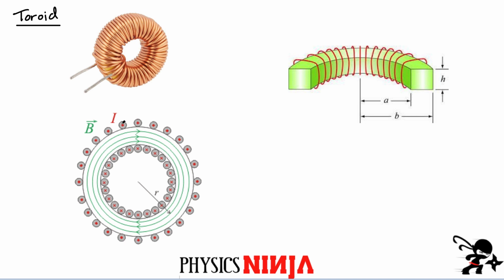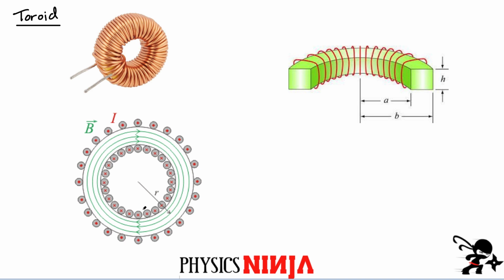Okay, so the current is maybe coming out of the page on the outer part of the torus, but it's going into the page on the inside, right? Now if you consider the direction of the magnetic field produced by these types of current, in order to do that, you have to use a right-hand rule. One direction could be the clockwise direction, as shown here by these green lines, okay?